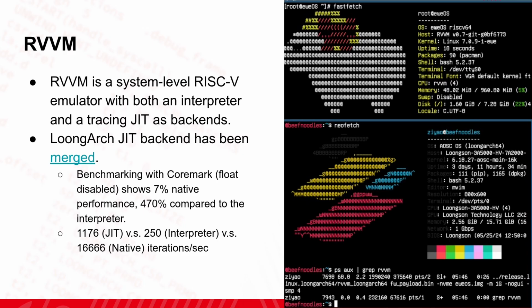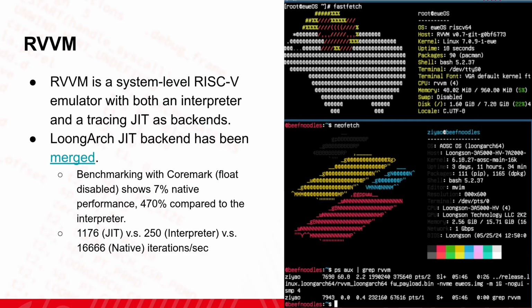So benchmarking with CoreMark, note that we have to disable float operations since RVVM doesn't JIT compile FP operations for correctness, and the benchmarking shows about 7% of the native performance, or 417% compared to the interpreter. So comparing with the interpreter, the improvement is quite obvious.